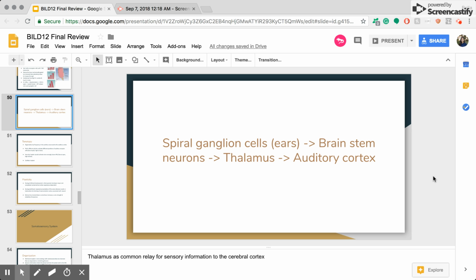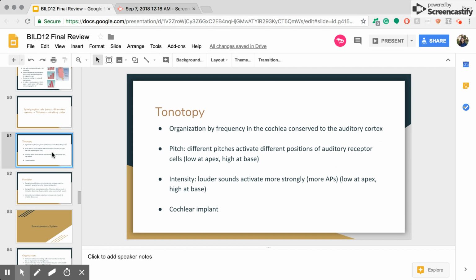So overall, the general pathway for this is that you have your ears, or your spiral ganglion cells in your ears, that go onto your brainstem where there are neurons, and that goes onto the thalamus and then the auditory cortex. She stresses this a lot in the next few lectures, but this is generally what happens. You have the sensory organ and then the brainstem and then the thalamus, and it goes to the respective area in the cortex.